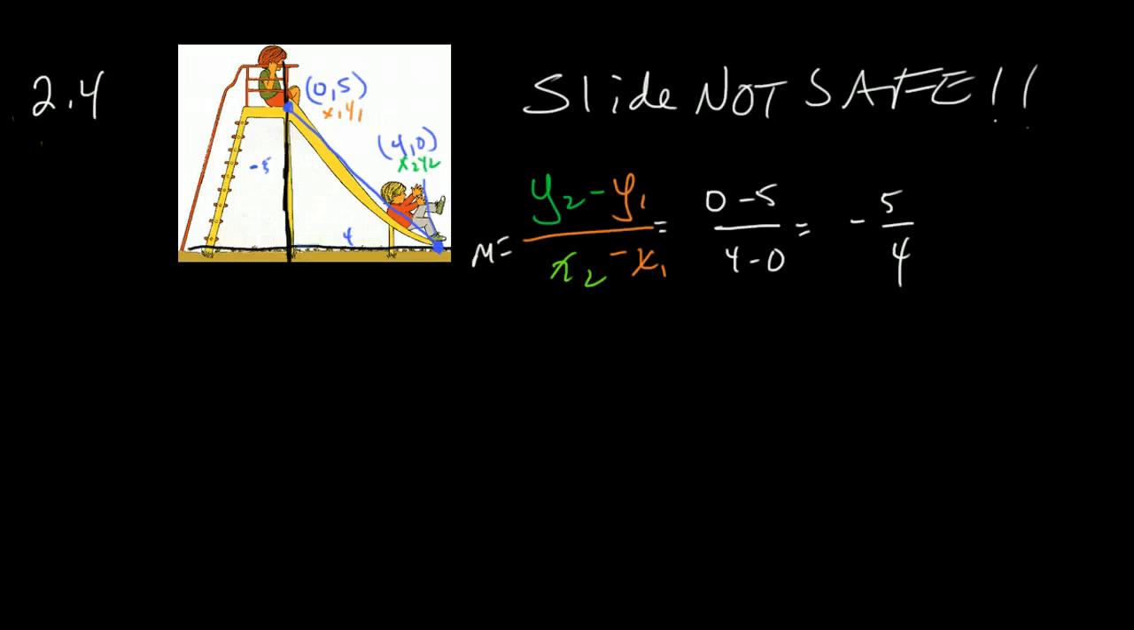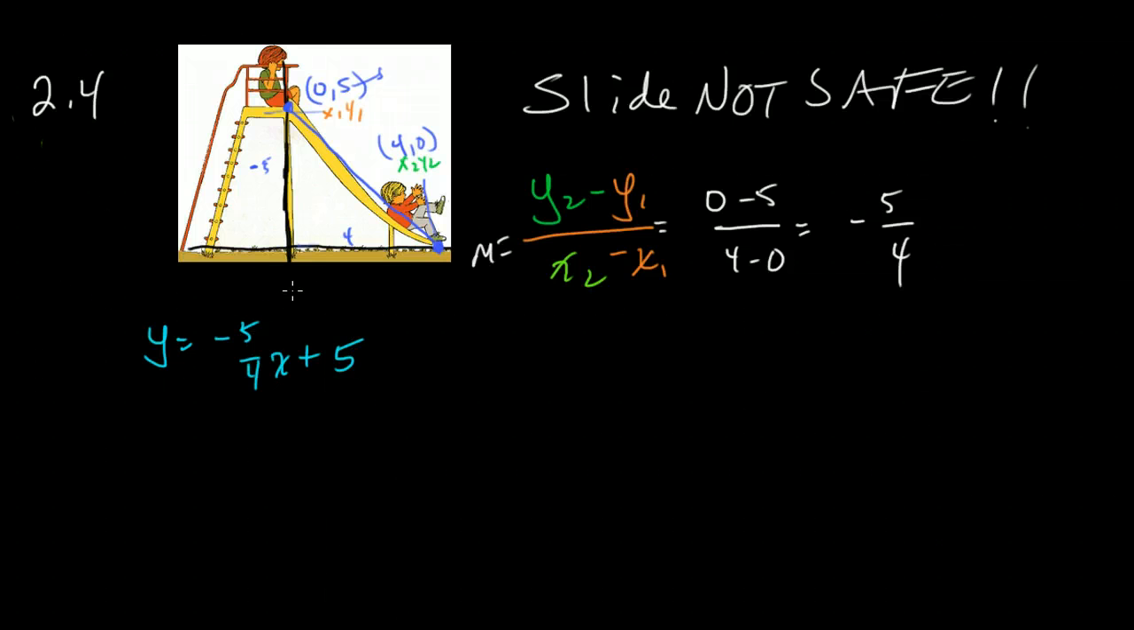And if we wanted to write an equation for this line, for this slide here, since it crosses at 5, this is our b here, right? Then our equation would be something along the lines of, let's do a different color, y is equal to negative 5/4 of x plus 5, which is our y-intercept.